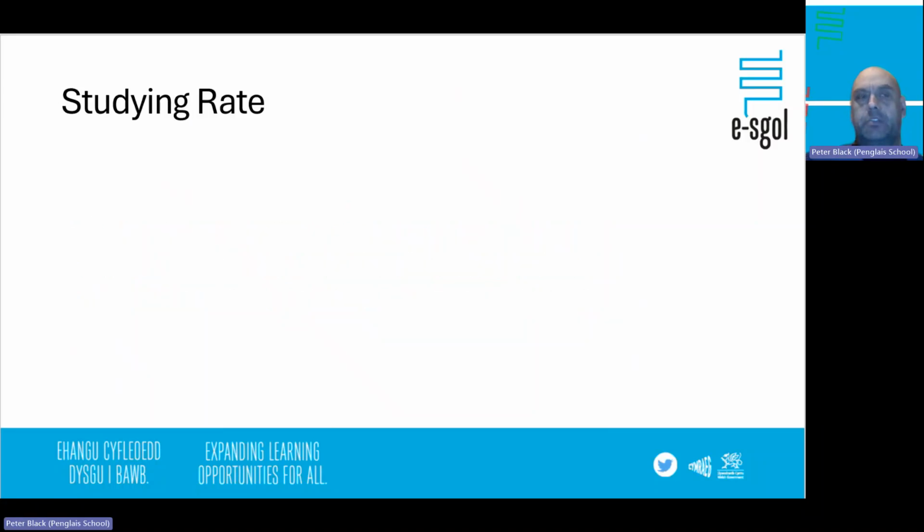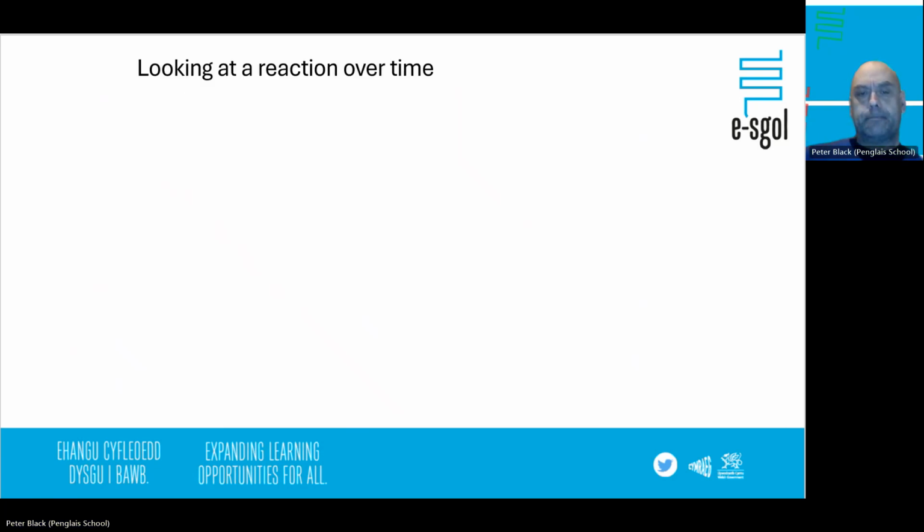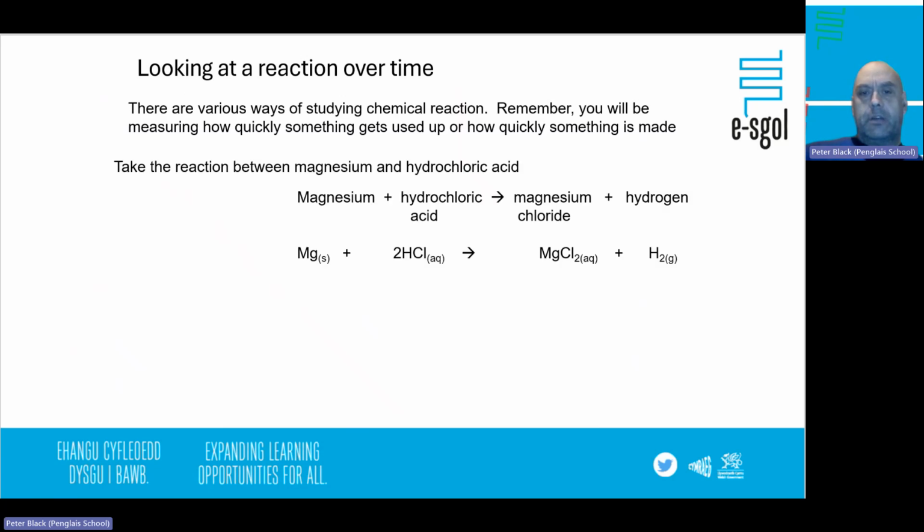Okay, so that brings us on now to how we actually study rate of reaction. To study rate of reaction, we really need to look at the balanced equation. I'm just going to go through this here. So we've got here a reaction between magnesium and hydrochloric acid.